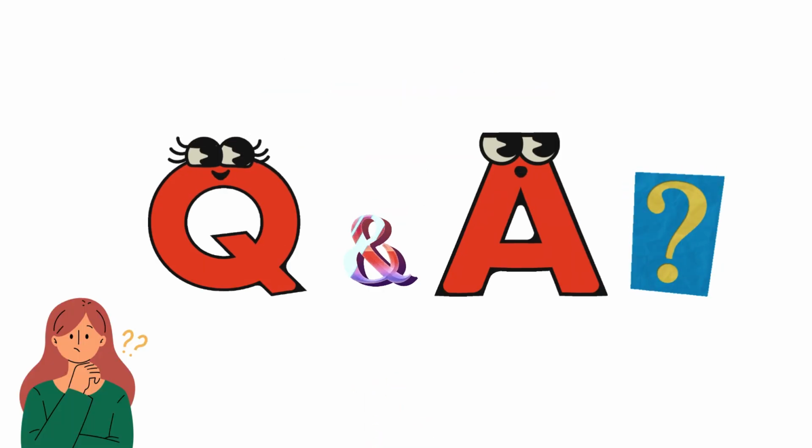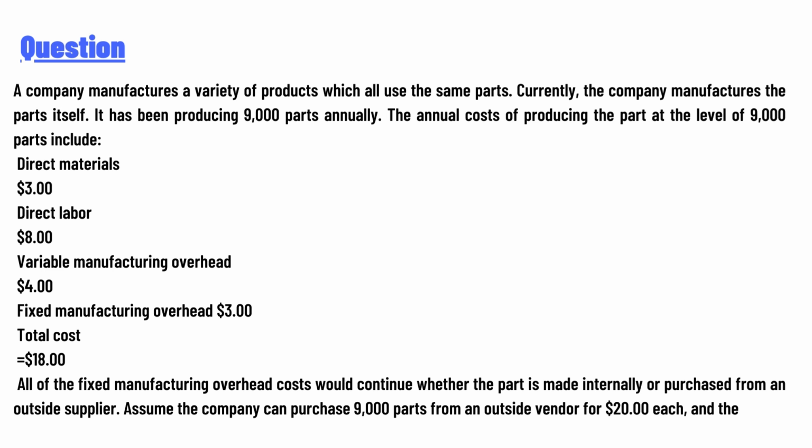Our today's question is: a company manufactures a variety of products which all use the same parts. Currently, the company manufactures the part itself. It has been producing 9,000 parts annually.